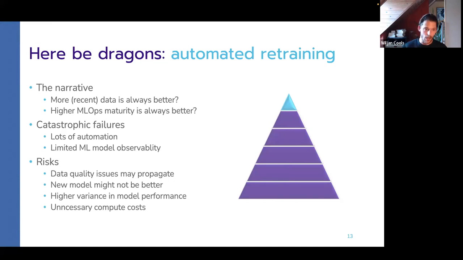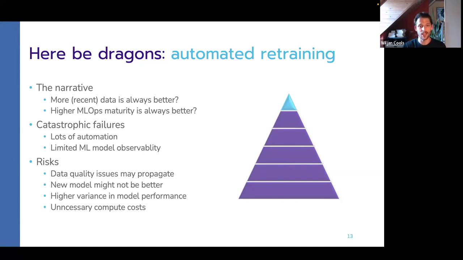And when it comes to MLOps maturity, there's also this narrative that's being pushed, like, the more advanced we are and the more we do automated retraining, the better it is. But the most catastrophic failures that we've observed over the past few years of doing machine learning monitoring are often the case when there's lots of automation and limited observability.